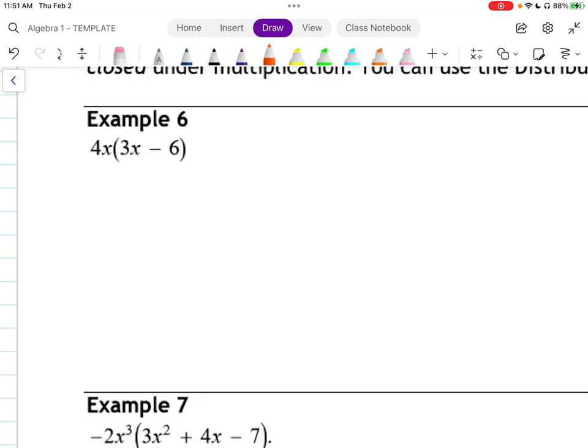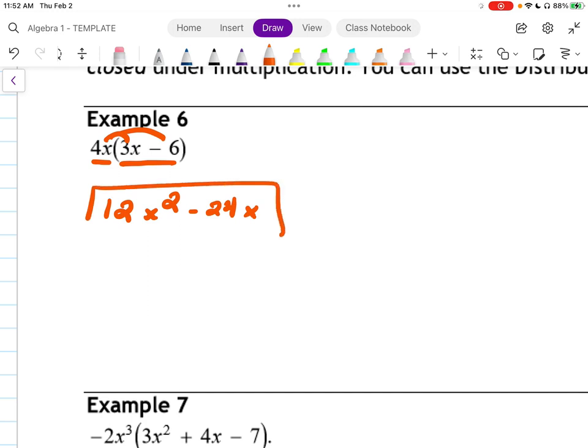All right, look in here. Example 6, we have a monomial and then a binomial, right? We're multiplying them. We're just going to distribute to get a new piece. So I'm going to take the 4x times 3x. 4 times 3 is 12. X times x is x squared. And then 4x times negative 6 is going to be what? Negative 24x. And there we be. That's it. We started off with two polynomials. We ended with a polynomial.